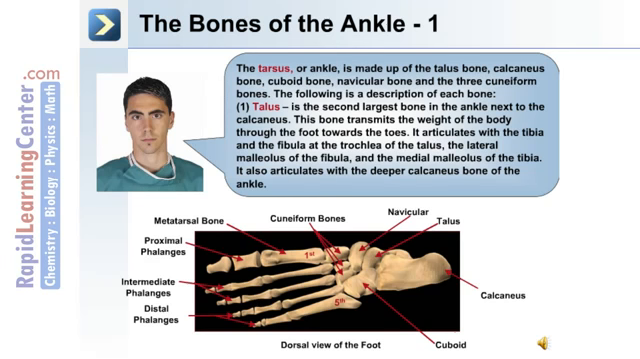Number 1, the talus. The talus is the second largest bone in the ankle next to the calcaneus bone. This bone transmits the weight of the body through the foot towards the toes. It articulates with the tibia and fibula at the trochlea of the talus, the lateral malleolus of the fibula, and the medial malleolus of the tibia bone. The talus also articulates with the deeper calcaneus bone of the ankle.